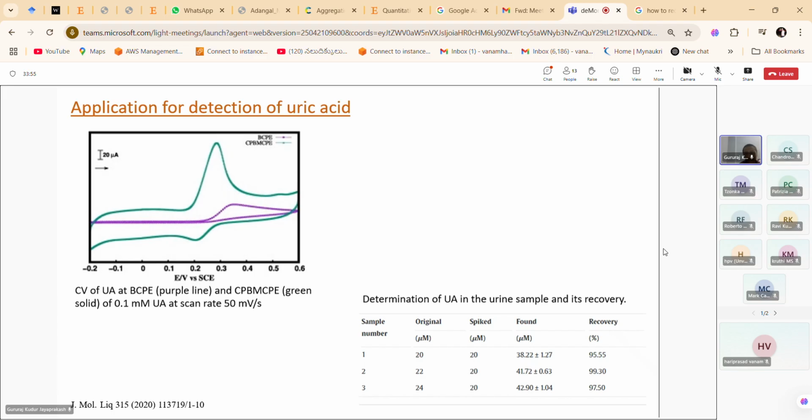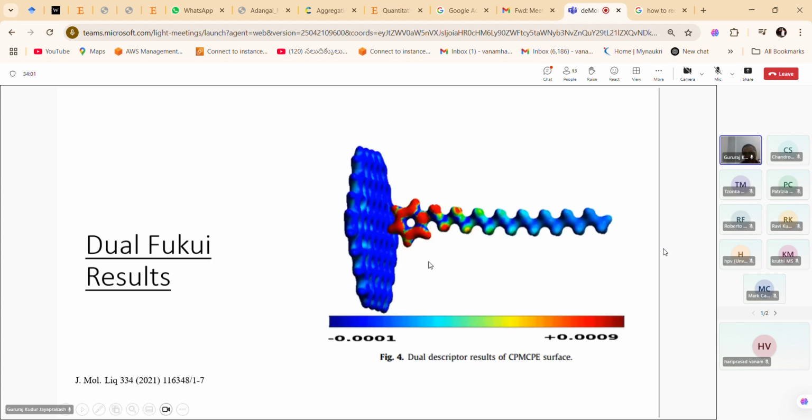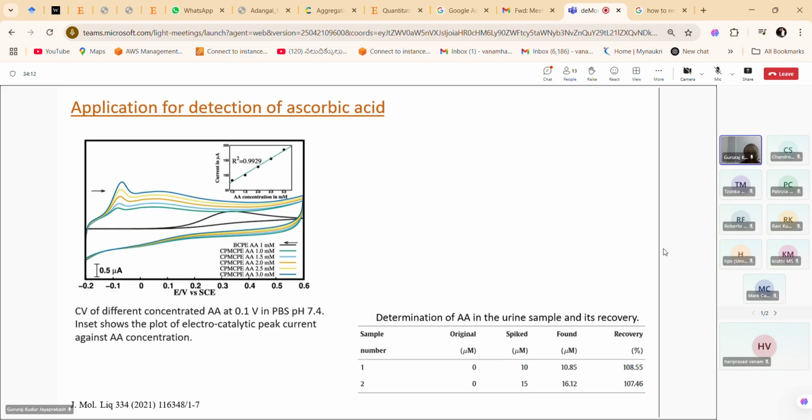At this time, we got comments from the reviewer: instead of making two plots for the Fukui function, you can do the dual Fukui. Again using deMon2k, we started to compute the dual Fukui function. We got results exactly the same as when we performed the Fukui function. Then we applied it to the detection of ascorbic acid.